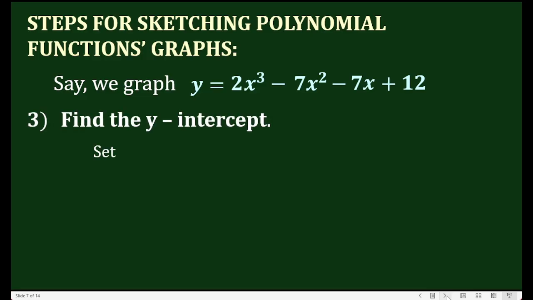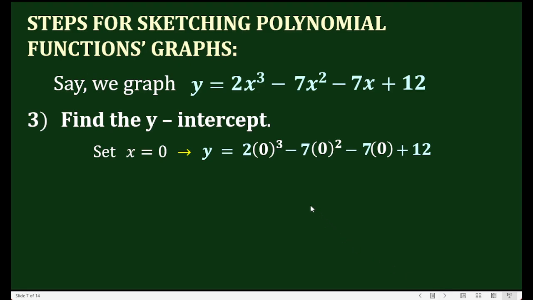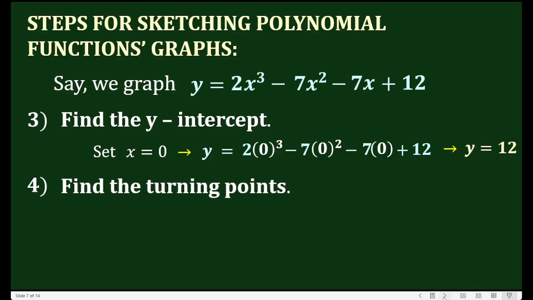Okay. Now for the y-intercept, we need to set x from this expression equal to 0, so that the resulting equation or expression on the right side will result to 0 from each of the first three terms. And obviously, your y is equal to 12, which is your y-intercept. Next, after determining the intercepts, we need to find the turning points or the number of turning points.